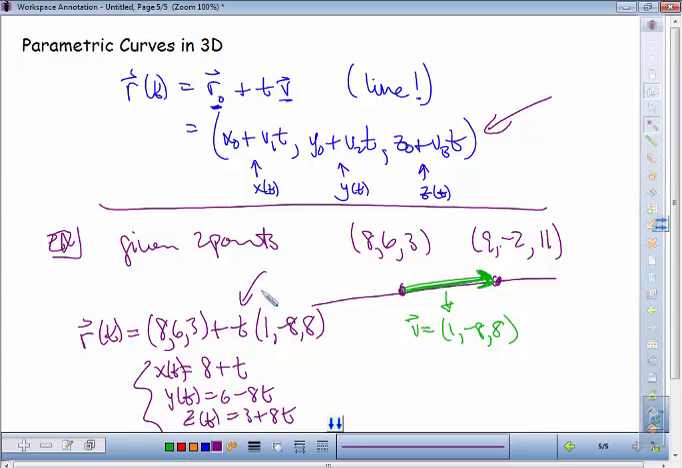Do you ever wonder what that looks like? What does that mean? What does t do? T gives you the parameter of when you plot it. Okay?